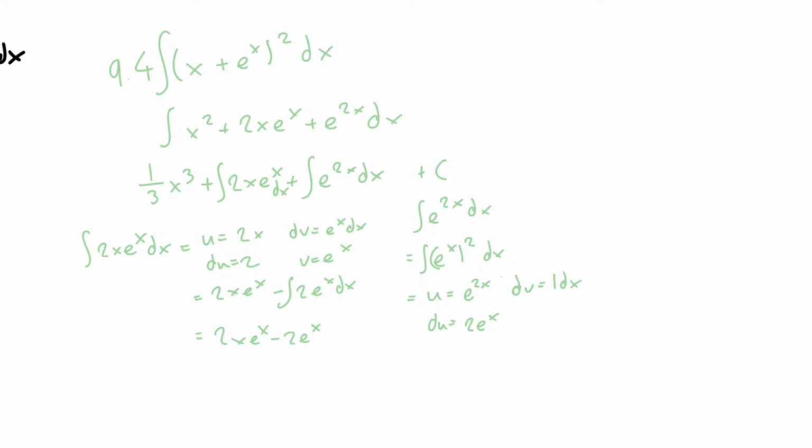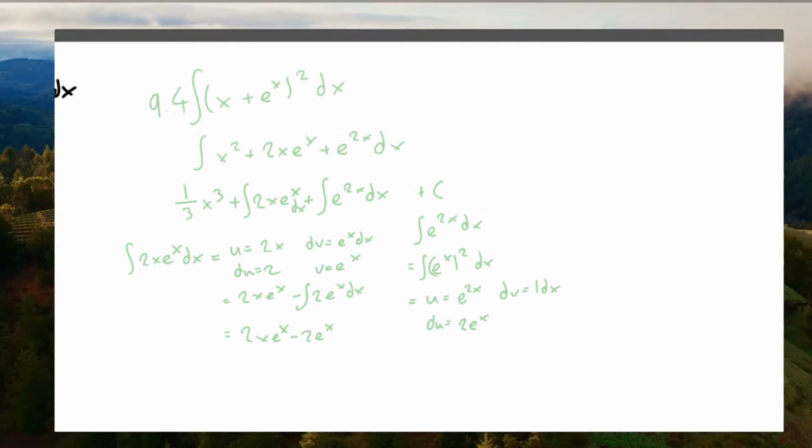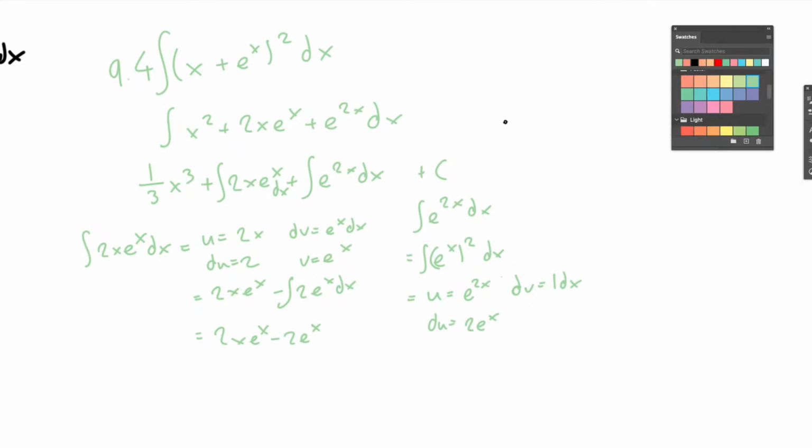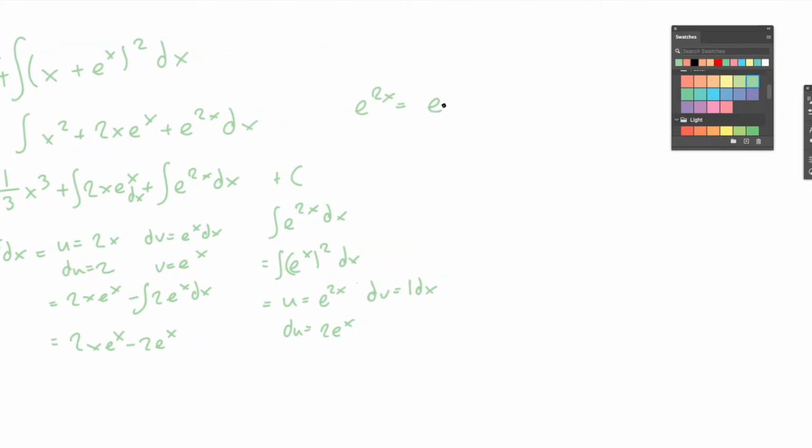Wait, what? Wait, I'm confused. Okay, so if we get e to the 2x, this is equal to e^x times e^x, which is equal to e^x whole squared.